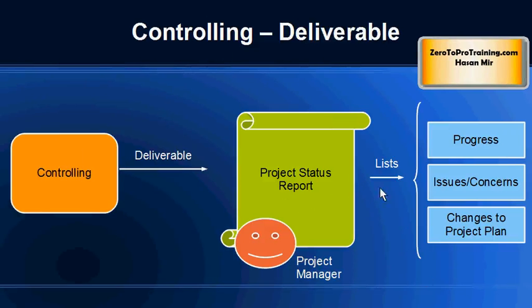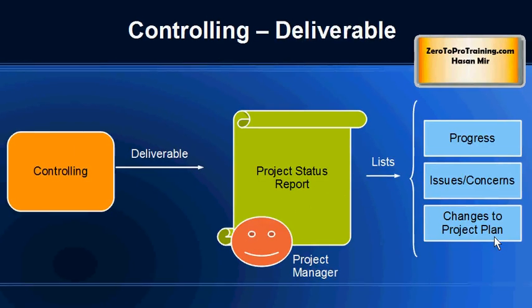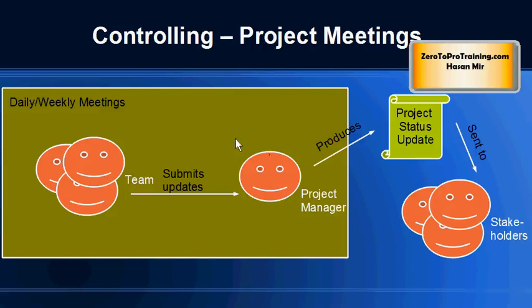And the status report will list the progress we have made since the last status report, any issues or concerns raised by any team member, and also if any changes were made to the project plan. So the project plan is a living document. It will be changed if required, and that is the whole purpose of the controlling stage: to make sure, are we on the right track or not, and if not, what can we do to make us come back on the right track. Periodic meetings will be held by the project managers where all the team members will be submitting the updates. It could be daily stand-ups or weekly meetings in a conference room.